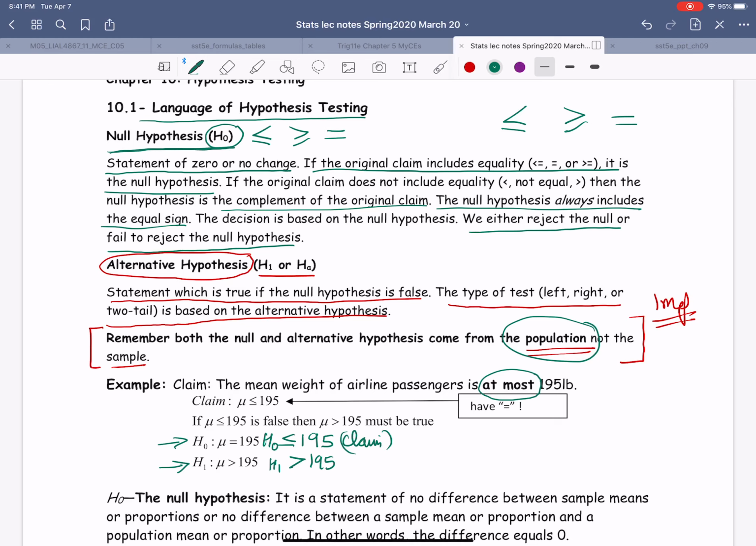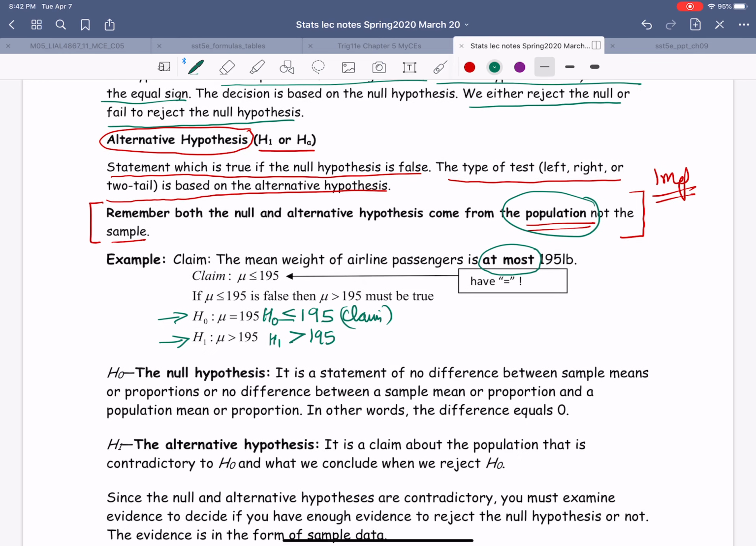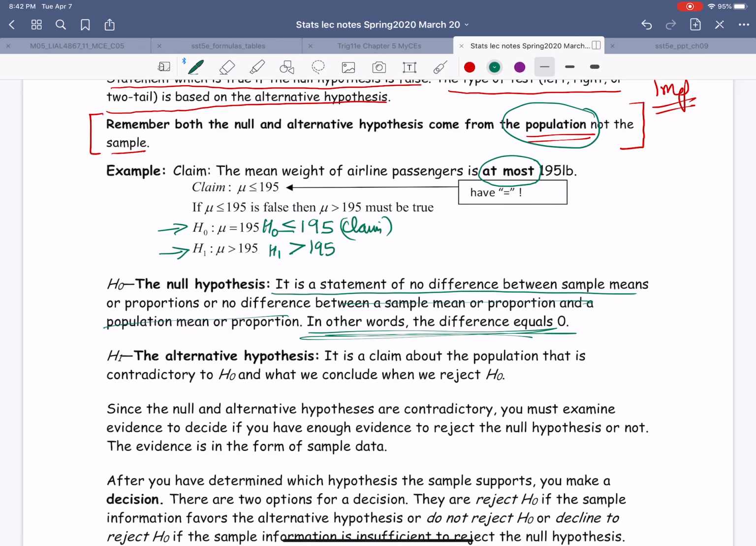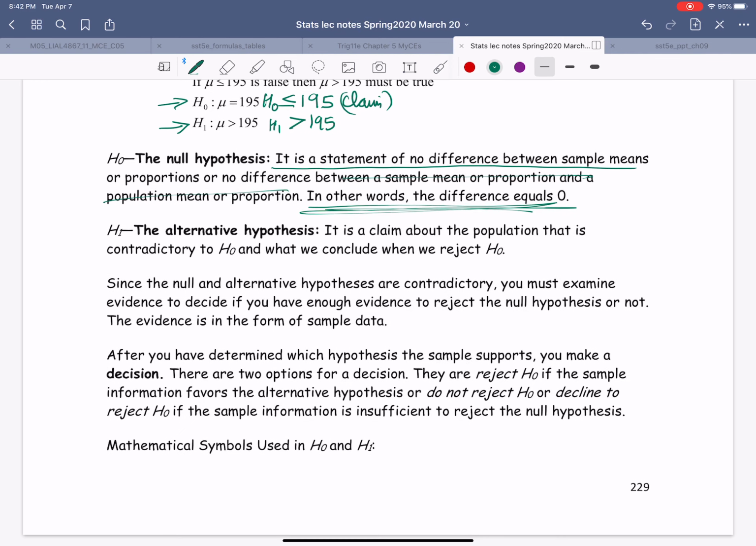Our claim could be the null hypothesis or the alternative hypothesis. Either one of those can be the claim. H0, the null hypothesis, simply means there's no difference between the sample mean or proportion. The difference is zero. That's what null hypothesis says. Alternative hypothesis is the complement of null hypothesis. So you first have to also decide which one is the claim in your problem.